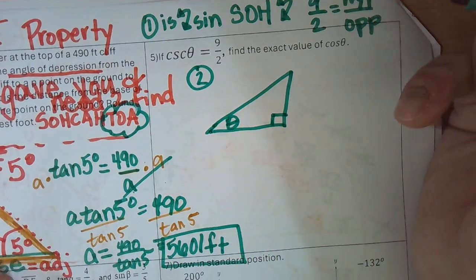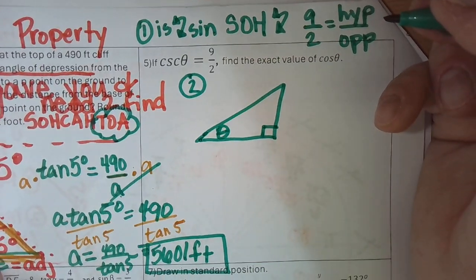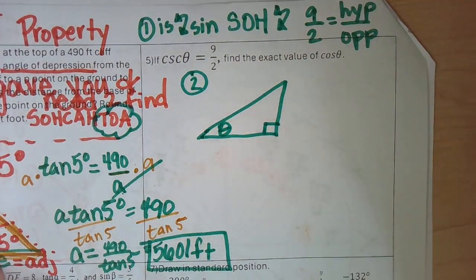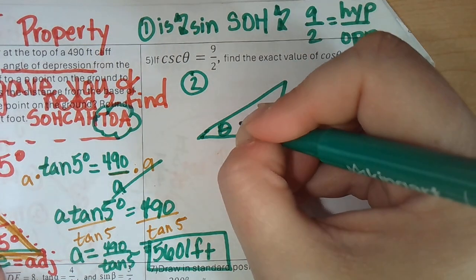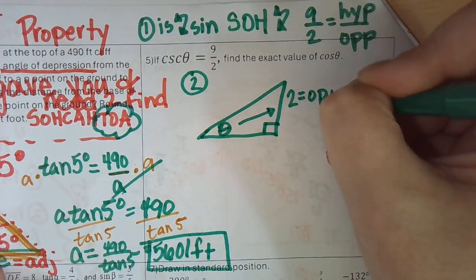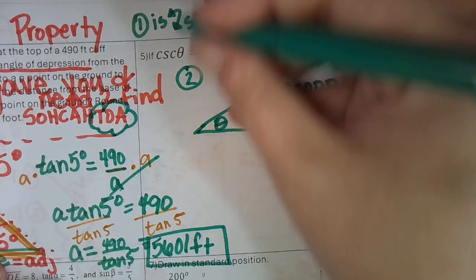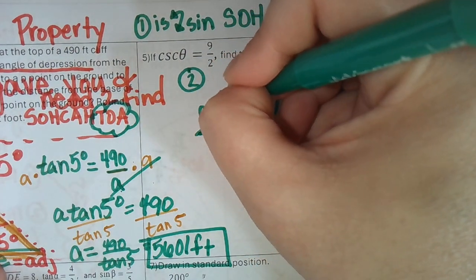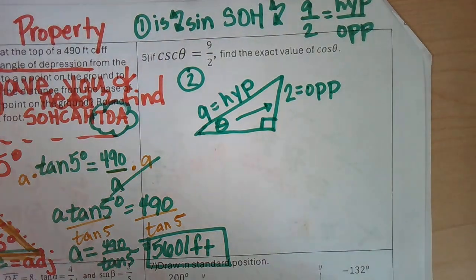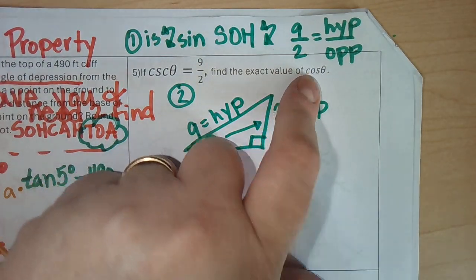And you can put theta anywhere you want. I usually put it on the bottom left. Now let's label. Opposite of this theta is the up and down, and it's 2. The hypotenuse is 9. And the question was asking for cosine.